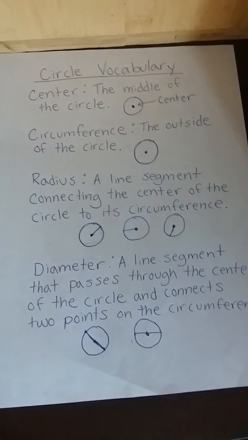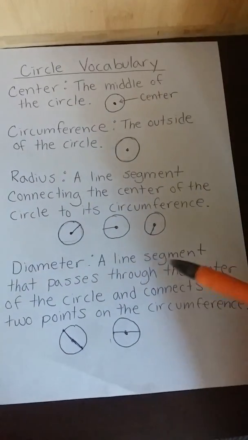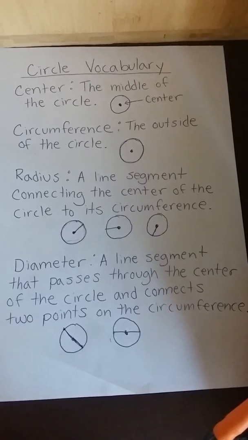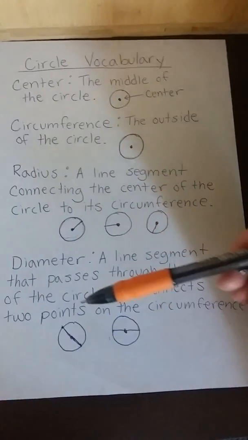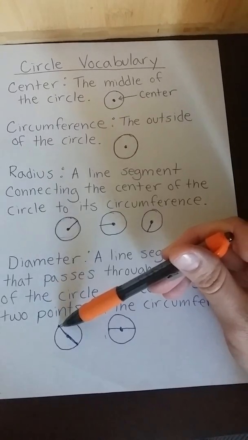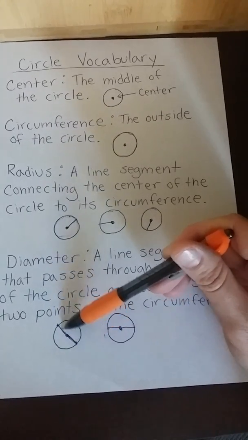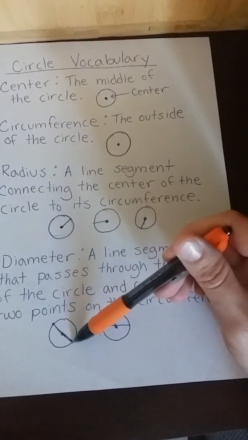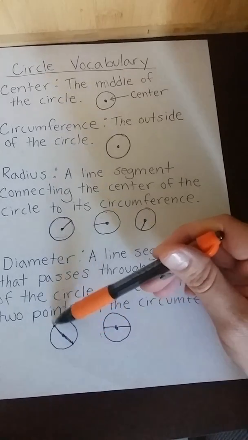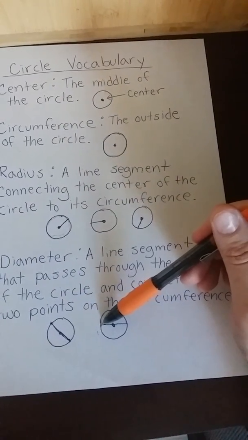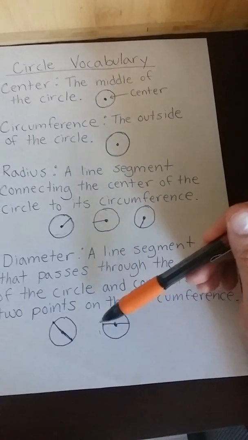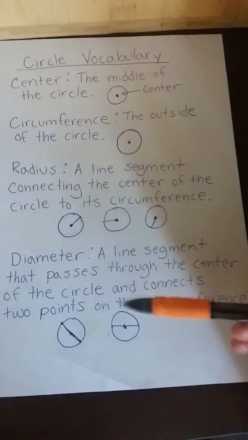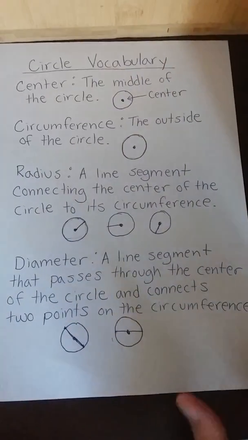And finally, we have the diameter. Now the diameter is a line segment that passes through the center of the circle and connects 2 points on the circumference. So basically, a diameter connects 2 points that are opposite each other and it goes right through the middle of the circle. So this is a diameter because it's connecting a point on the circle with another point on the circle and going through the middle. Here's another diameter, connects a point on the circle with another one and goes through the middle. So a line that goes all the way across the circle and goes through the middle is called a diameter.